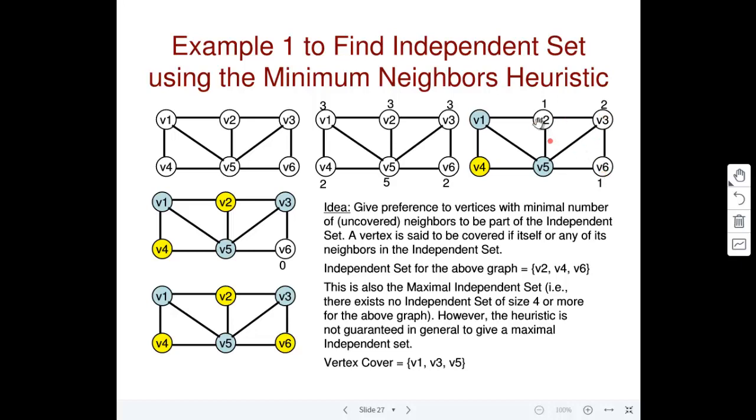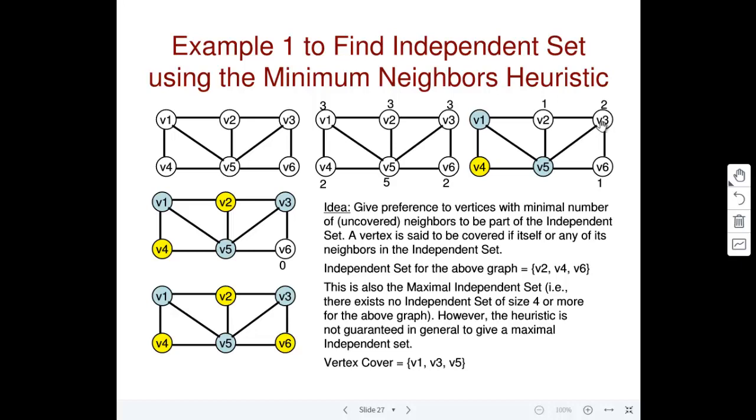So now for the second iteration, we prefer a vertex among these three vertices that has the fewer number of uncovered neighbors, which is 1, and which could be either V2 or V6. So we break the tie in favor of the lower ID, so we prefer V2, include V2. So V2 is now part of the maximal independent set. So V2 will cover V3, right?